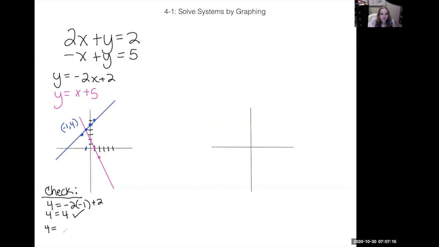4 equals, remember, you've got to use the same point here because it's a solution to both. -1 plus 5. Yeah, 4 equals 5 minus 1, same thing, so you get 4. And it works. Okay, let's do another one.